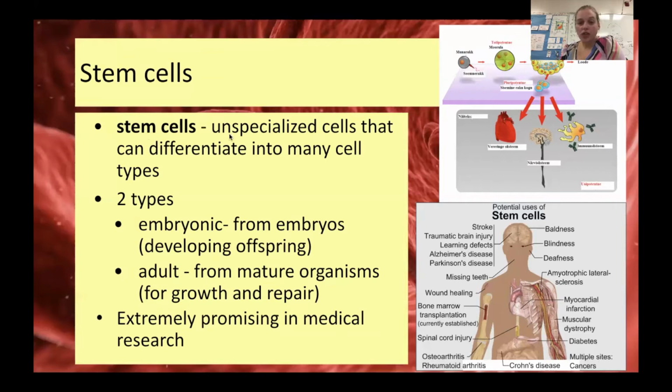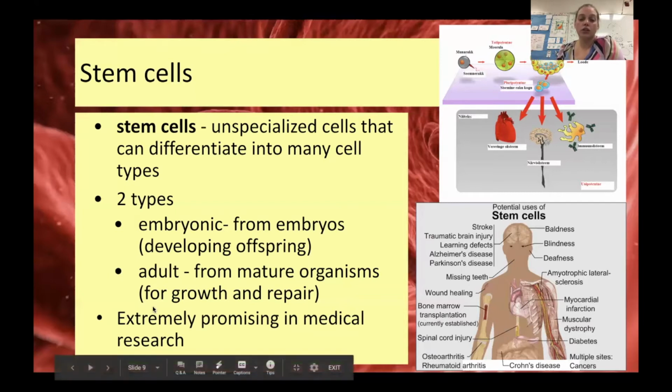So stem cells are unspecialized cells that can become pretty much any kind of cell, or at least many different types of cells. There are two types of stem cells: embryonic, which come from embryos or developing offspring, and adult stem cells, which we find in pockets in mature adult organisms. And these adult stem cells are used for growth and repair to the body. So embryonic stem cells are a little bit more flexible. They can become more different types of cells than these adult stem cells can. These have already kind of picked a certain path, and they can become certain types of cells along that path.